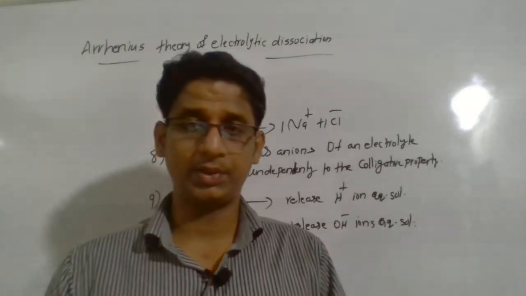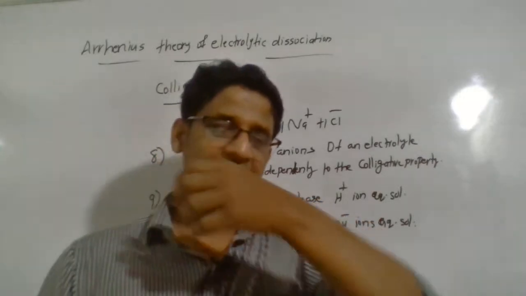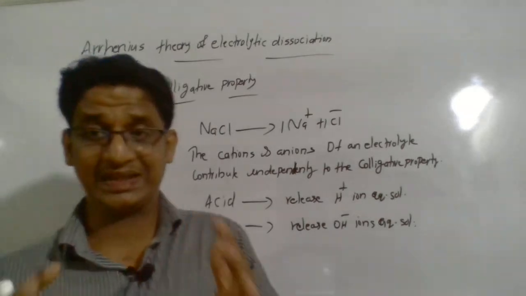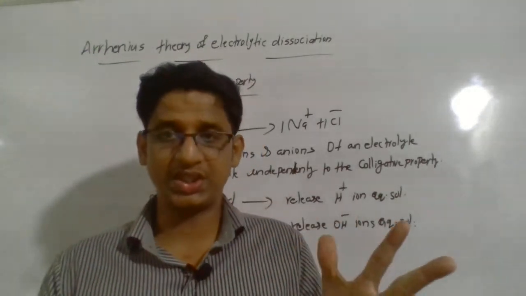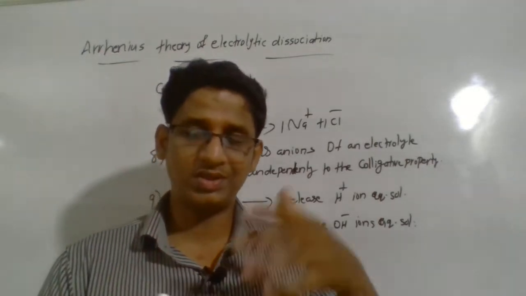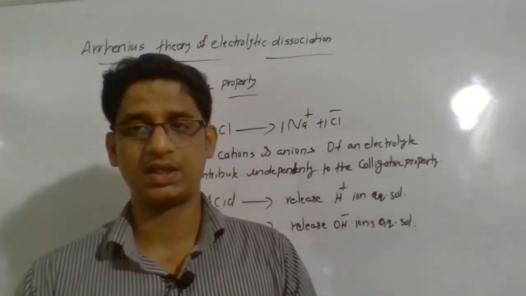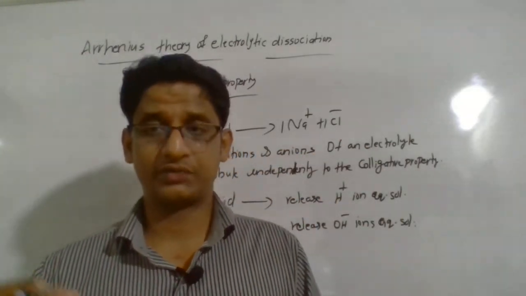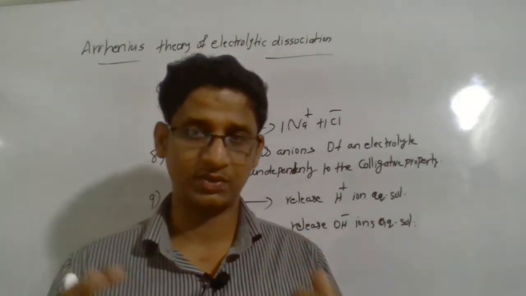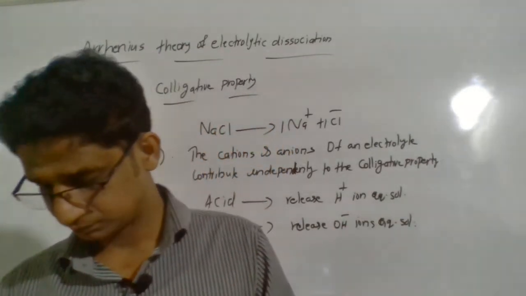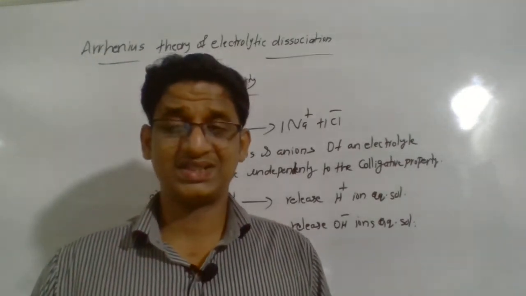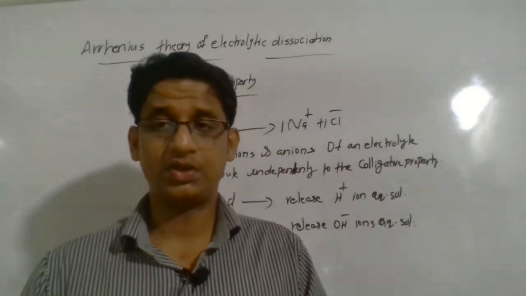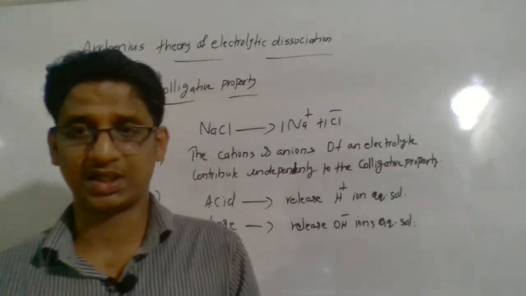The next property, colligative property. Colligative property is the property which depends on the number of moles of solute. So in the case of an electrolyte, they dissociate into ions, which means both cations and anions independently contribute to the colligative property. So when you talk about colligative property, you have to consider the dissociation of an electrolyte into the respective ions. Finally, some behavior of a substance like acid and base behavior you can explain through this dissociation of an electrolyte in an aqueous solution.